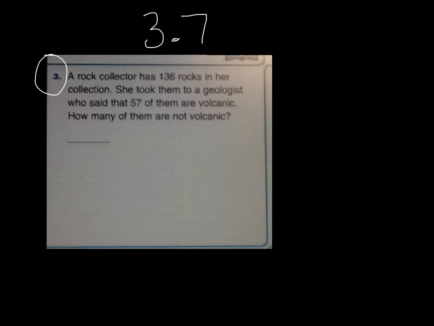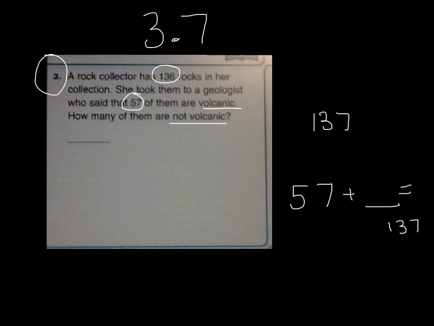So we know 136 total. We know 57 are volcanic. So we want to know how many are not. So we know the total of the ones that are and are not needs to equal 136. In other words, we're doing 136 minus 57. I'm sorry, it's actually 136, and this should also be a 6. So go ahead and solve on your own right now. What is 136 minus 57, and how would we write this with a unit? Right, so we should have the answer of 79 rocks.